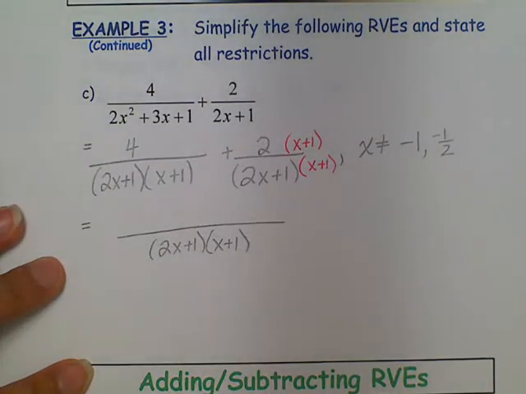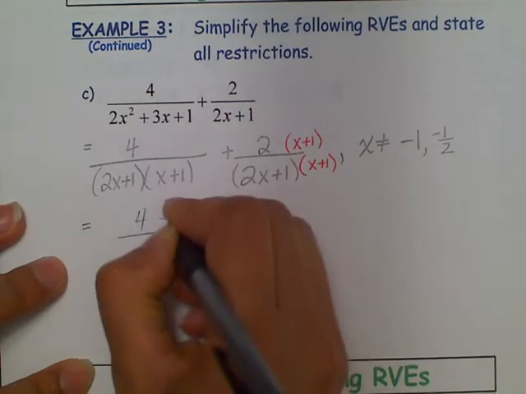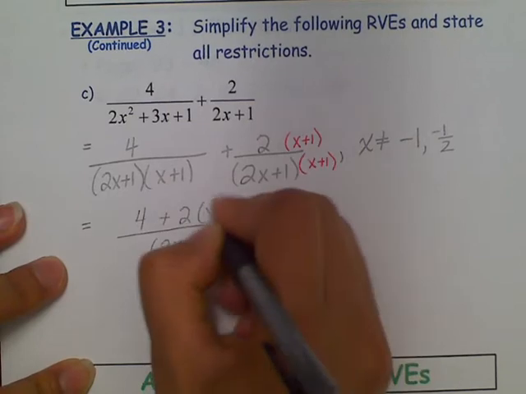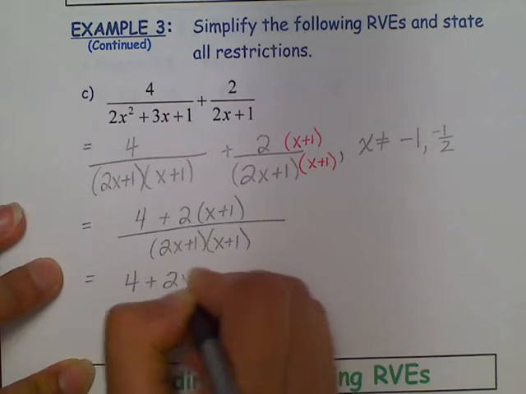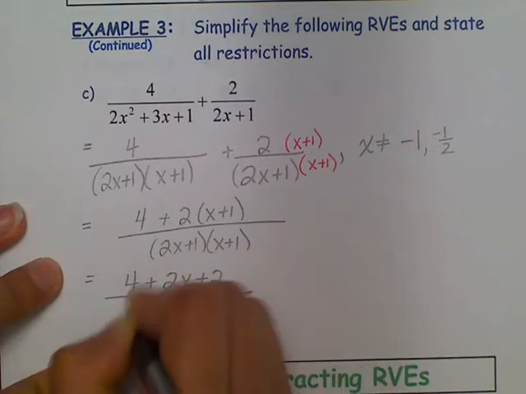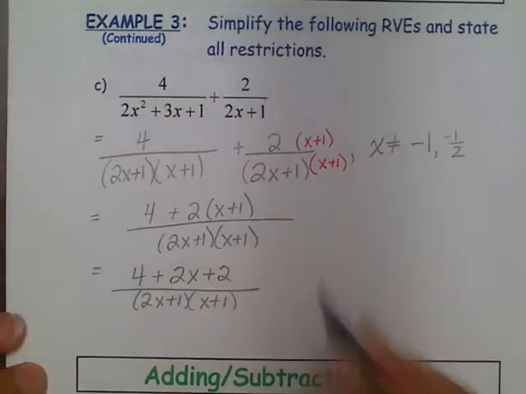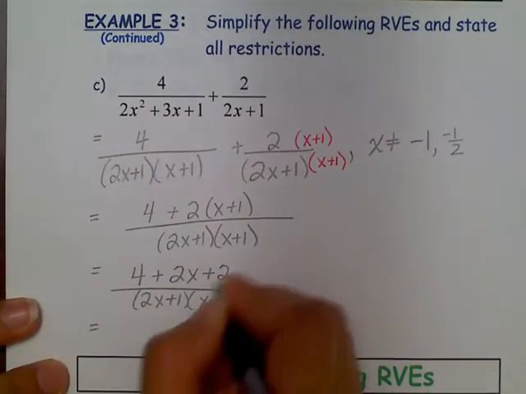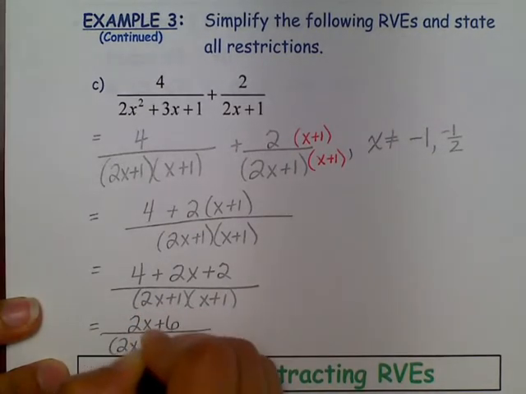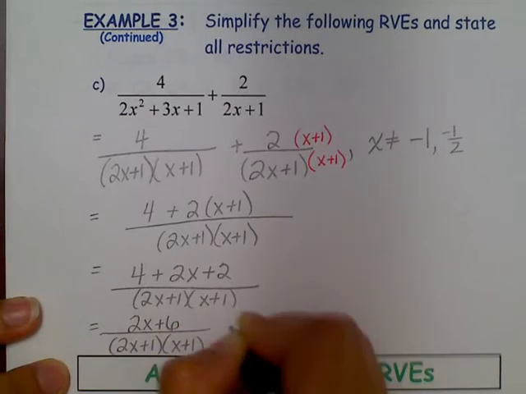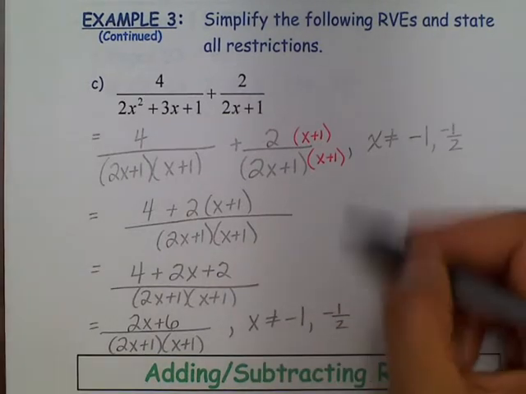So if I multiply the second RVE by x plus 1, you'll notice that the denominators are now the same. So the numerator part, the first one's fine the way it is, but the second one, I have positive 2 multiplied with x plus 1. And if I simplify this, I get 4 plus 2x plus 2 over 2x plus 1 times x plus 1. And if I simplify this further, I get 2x plus 6 over 2x plus 1 multiplied with x plus 1, and my restrictions are still the same.